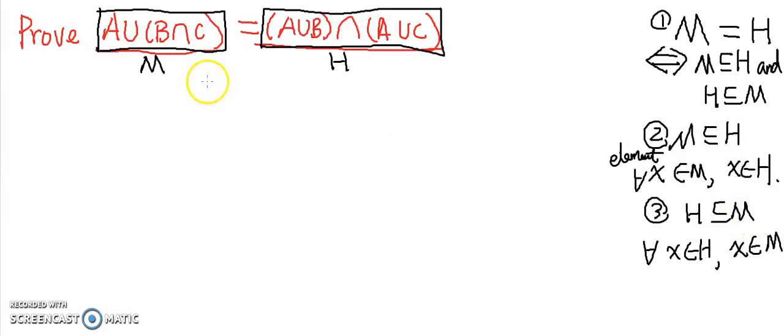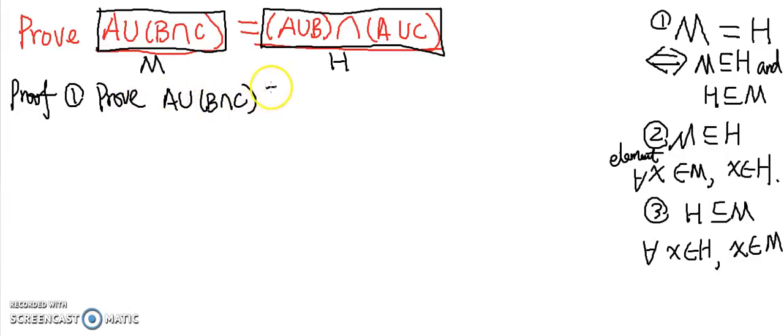So let's try to do that. First of all, let's prove two directions. First, we're going to prove Math Club, which is A union B intersecting C, is contained in the History Club, which is A union B intersecting with A union C. And so that's the first step. Second step, we have to do the other direction.